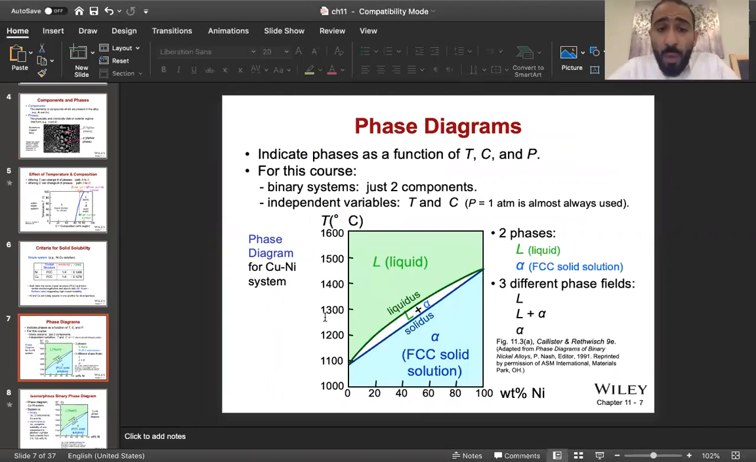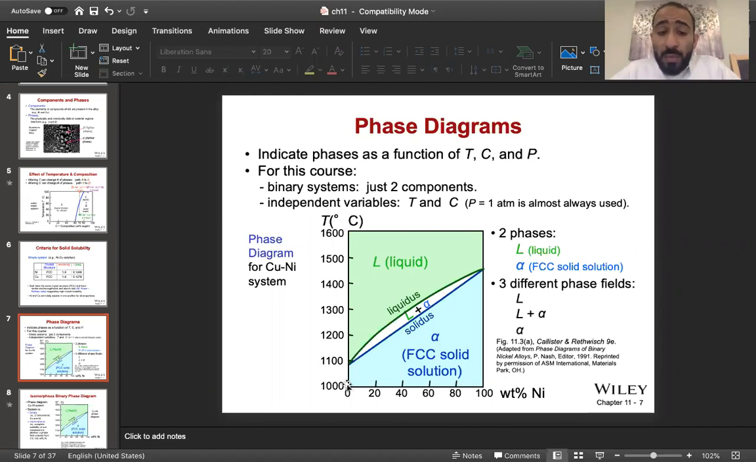On the y-axis you have the temperature, and on the x-axis you have the composition of the alloy. So if it's 20% nickel, that means it has 80% copper. An alloy with 20% nickel has 80% copper. 60% nickel means you have 40% copper. Okay, and on the y-axis we have the temperature in Celsius.